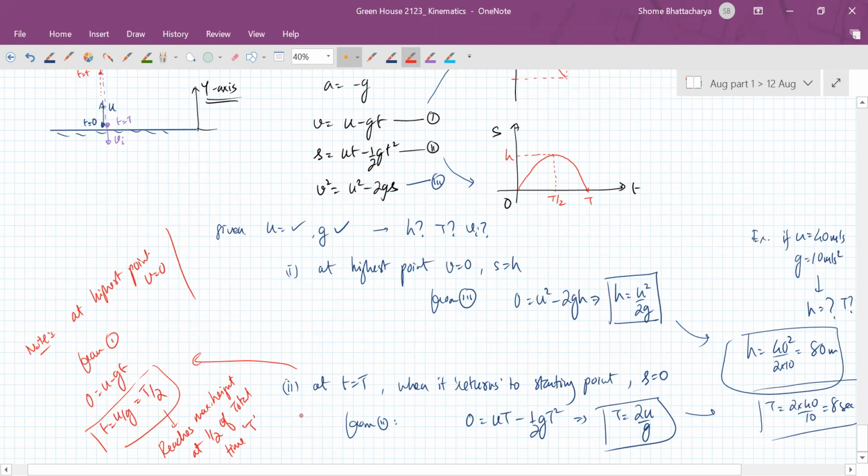So the ascent and descent are symmetrical. That means suppose the total time, like in this example, was 8 seconds. That means for 4 seconds it will be ascending, and the next 4 seconds from 4 to 8 it will be descending. Always that symmetry occurs. That symmetry you can understand from the graph that I've drawn. You can understand from how I've shown from equation 1 over here. Always remember that it will reach the highest point exactly at the halfway time of the journey.